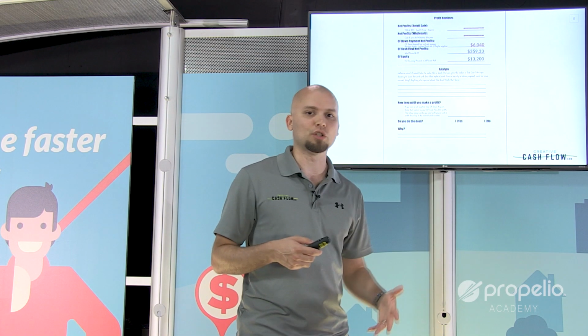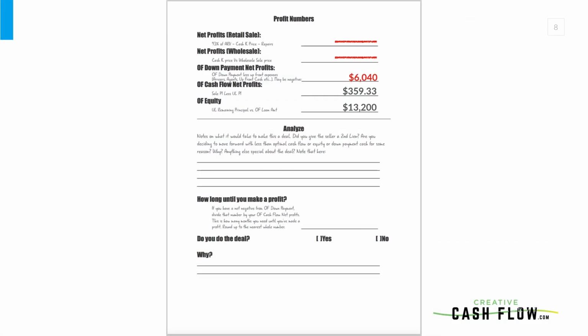So we took over on 102, and we had an owner financed loan of 115. What we look at here is we've got $6,040. We're making a cash flow of $360. How long is it going to take us to catch that up? 16.81 months, which really converts into 17 months.